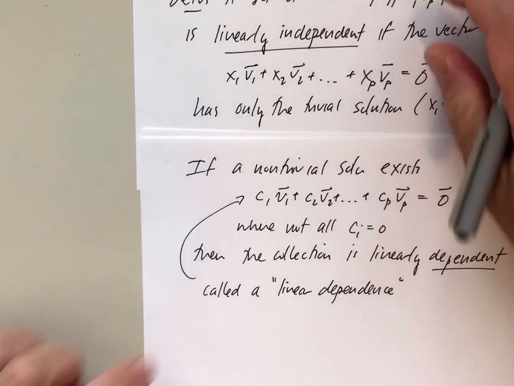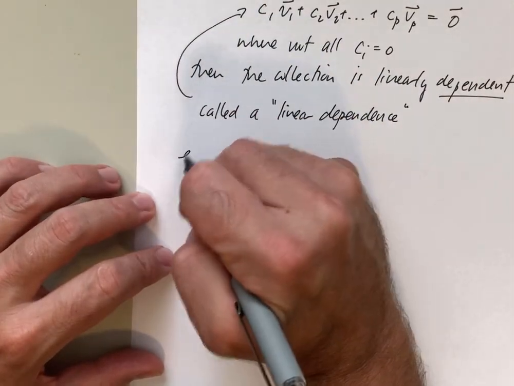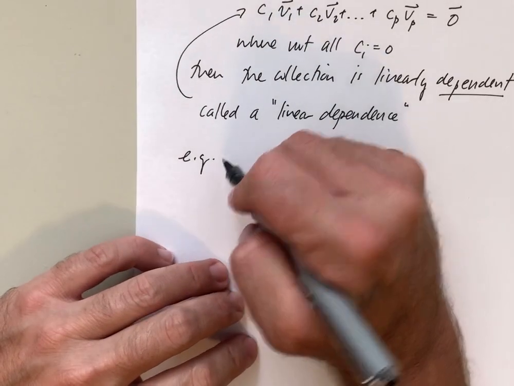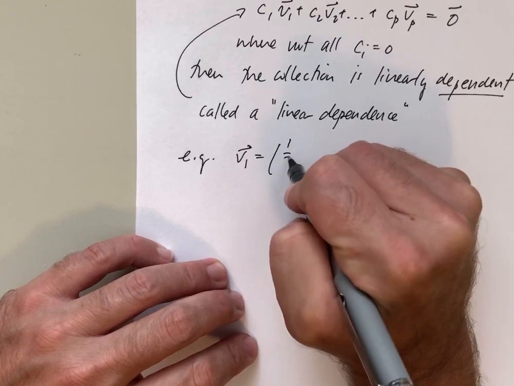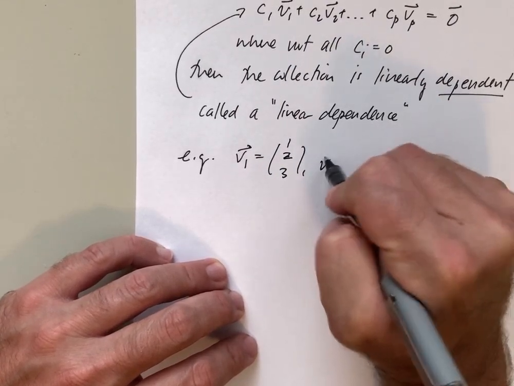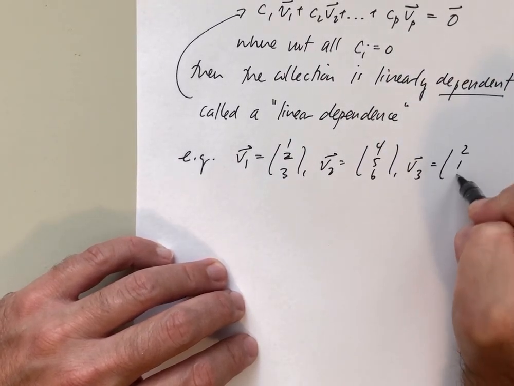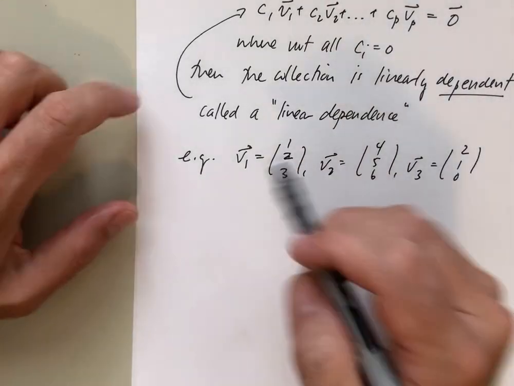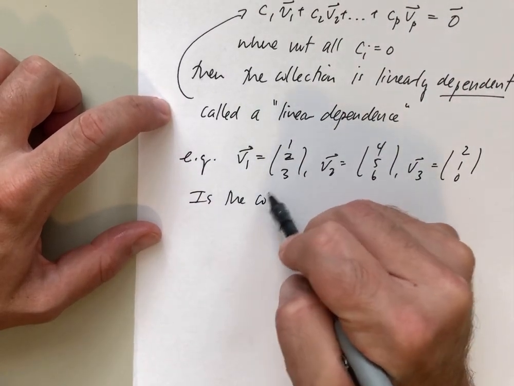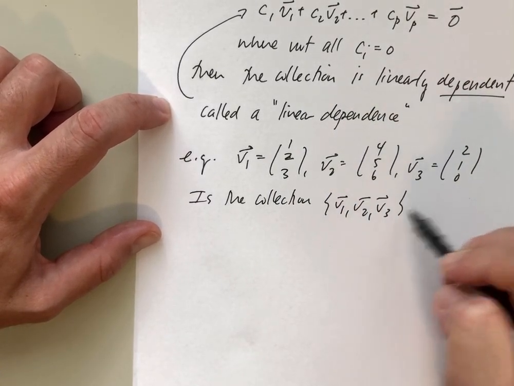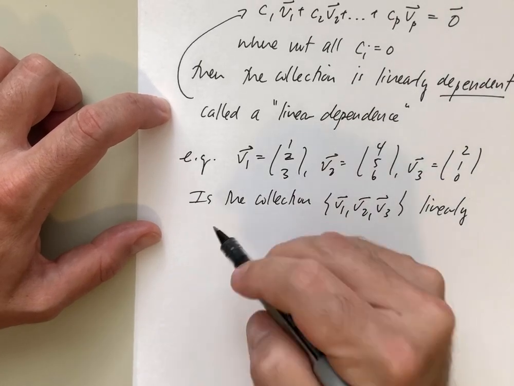Okay, so let's do this with a little example. Once again, this is a concept that has a new name, but it really boils down to something we've been studying so far this semester, just yet another perspective on systems. So let me give you v1 is (1, 2, 3), v2 is (4, 5, 6), and v3 is (2, 1, 0). And I want to know, is the collection v1, v2, v3 linearly independent or dependent?